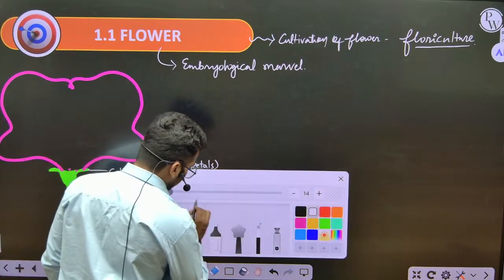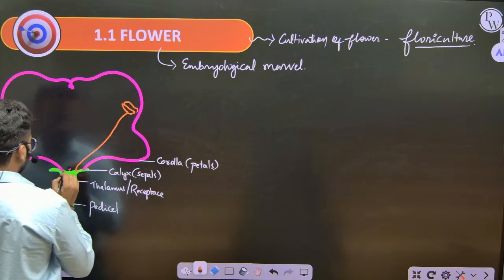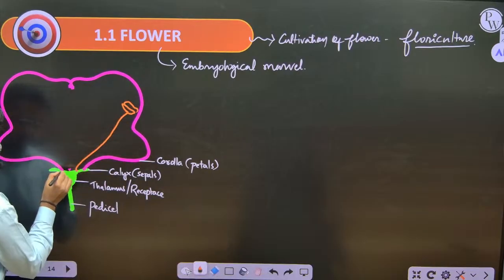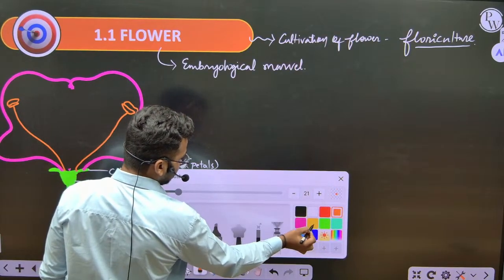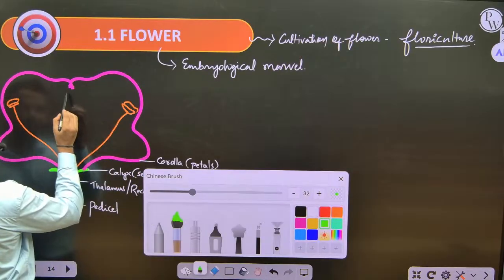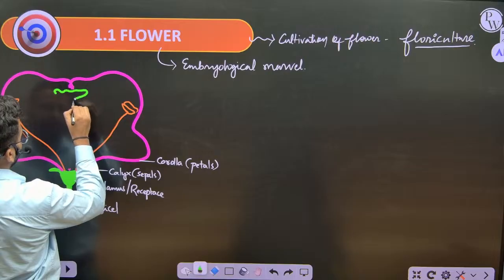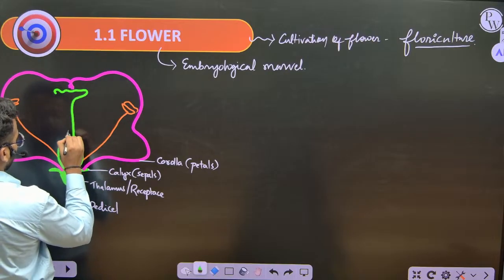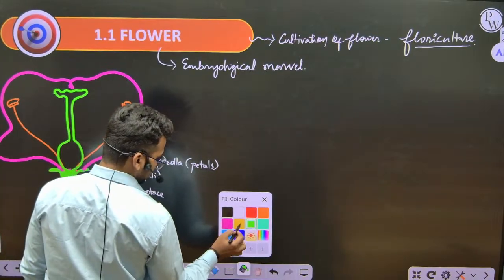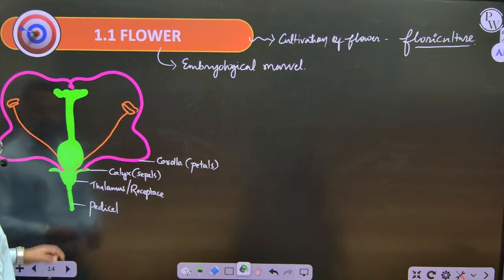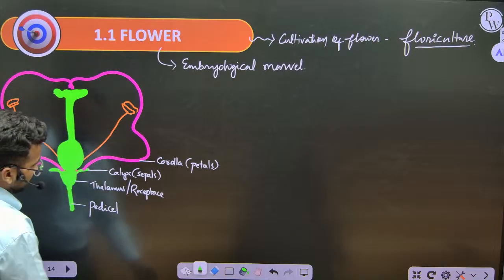Next to that, you will be seeing the androecium, the third whorl here, which is the male reproductive structure. And next to that, you are seeing the female reproductive structure, that is stigma, style and ovary, which is the gynoecium. So these are the four whorls we will be seeing. Ovary, style and stigma, so let's label this one here.